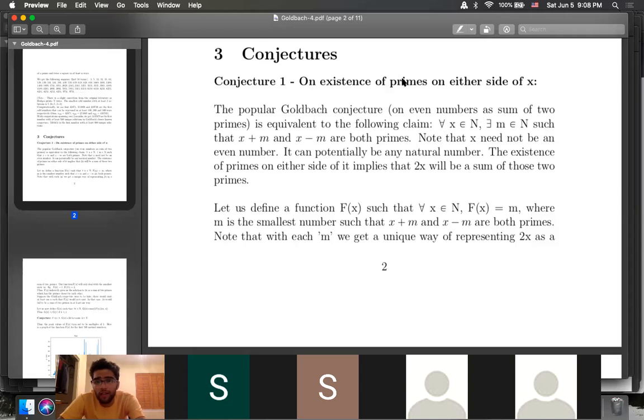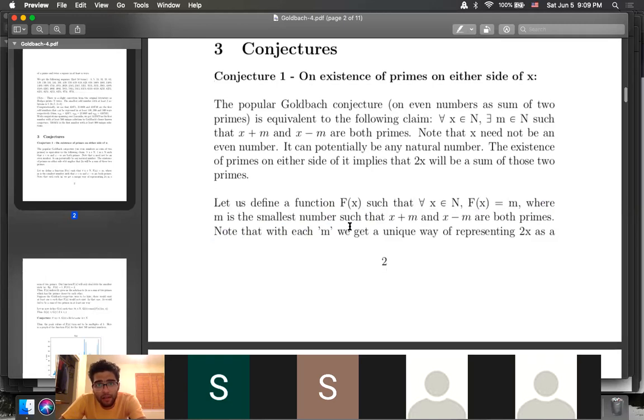Good. 4. 4 is the correct answer. So 4 would be the smallest such natural number. 4 is probably the only natural number which you can add and subtract from 7 to get two primes. So F of 7 would be 4. This is the function that we are currently defining.